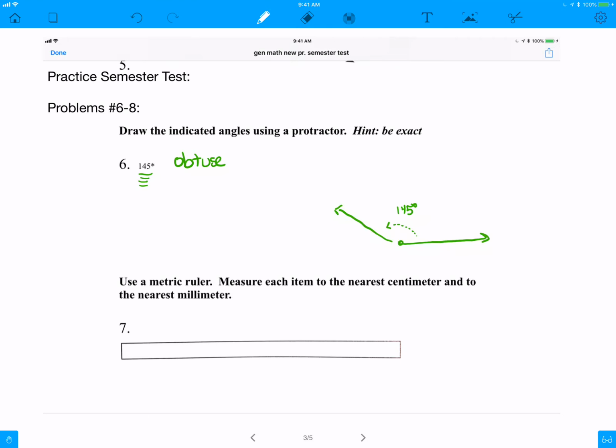But I don't want you just to guess where it's going to be. We're going to actually put the protractor on your paper and measure it perfectly. So let me get rid of all that.